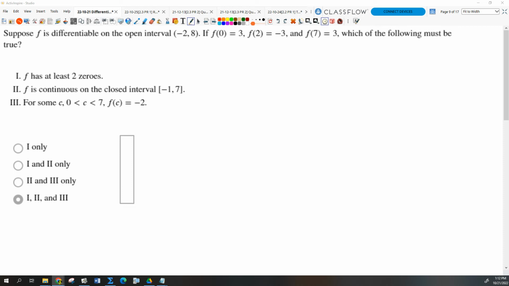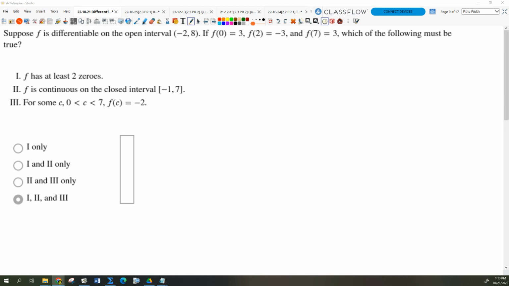If we know that f of 0 is 3 and f of 2 is -3, and it's continuous on the interval from 0 to 2, which it is, right? Because that's a subinterval of this larger interval where we already know it's continuous. Then the intermediate value theorem says that it has to pass through every intermediate value, including 0, at least once somewhere, right? So we know it has to have at least 1 zero between x equals 0 and x equals 2. Agreed? By IVT.